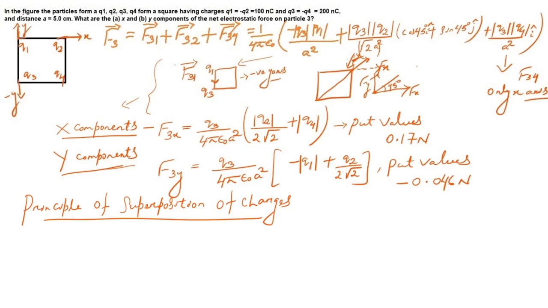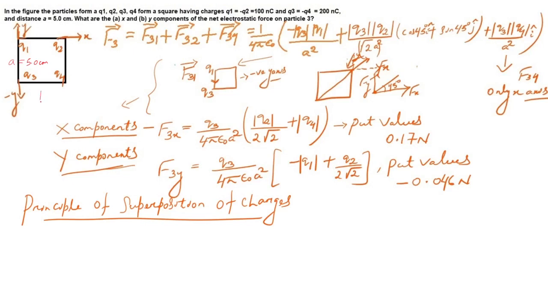Okay, so let us solve one more problem. The question is on your screen. There are four charges q1, q2, q3 and q4, and they form a square of side a equal to 5 centimeter. So what is the question? What are the x and y components of the net electrostatic force on particle q3?